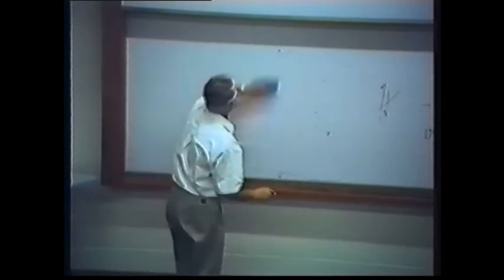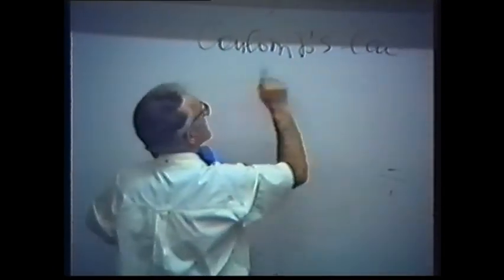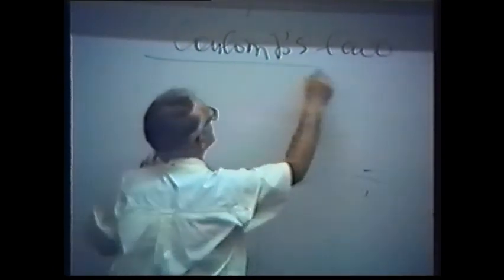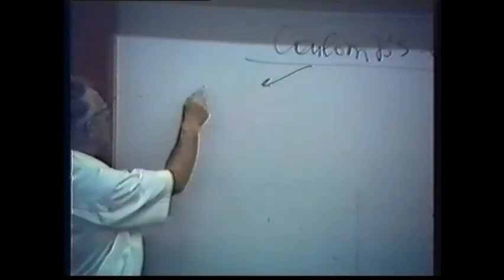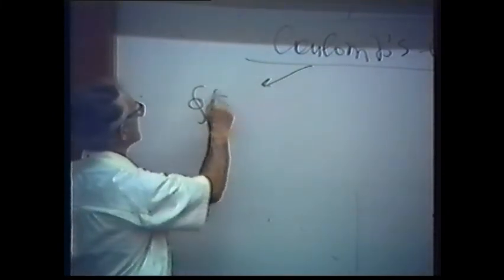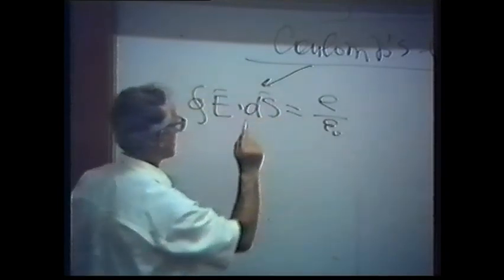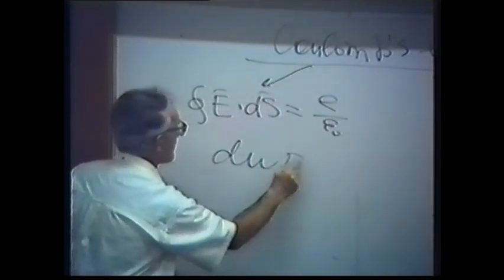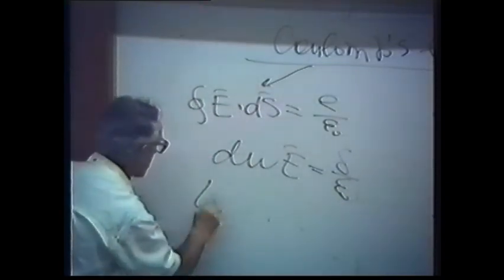So let me write here Coulomb's law. We didn't use anything except Coulomb's law. From Coulomb's law, you should believe me, we proved that the flux of the electrical field through a closed surface equals the charge divided by epsilon naught. Then we developed another form of the equation, and we developed a third form.